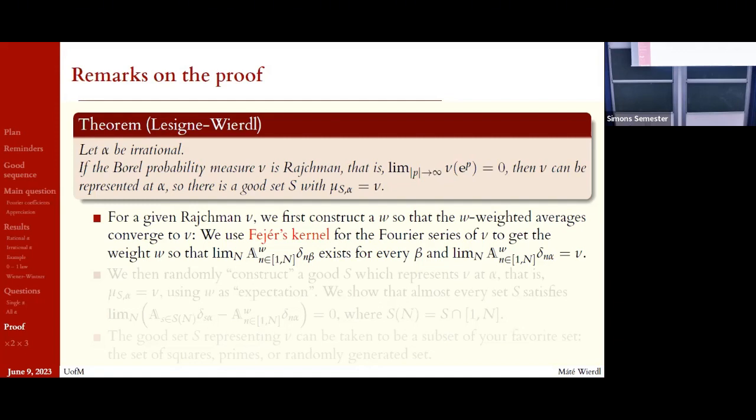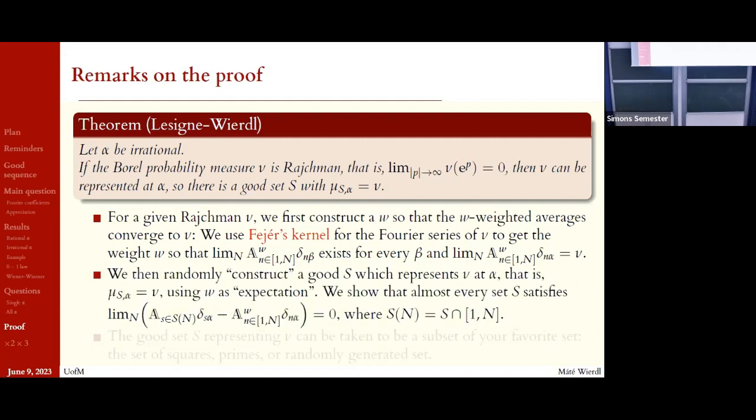So we get a weighted sum of these delta measures. So this is the W-weighted sum. And we find that for every beta, this limit exists. And the limit of these weighted averages will be the chosen measure nu. So we can say that this weight is a good weight. It's not a good sequence, it's a good weight, right? So now how do we get the good sequence?